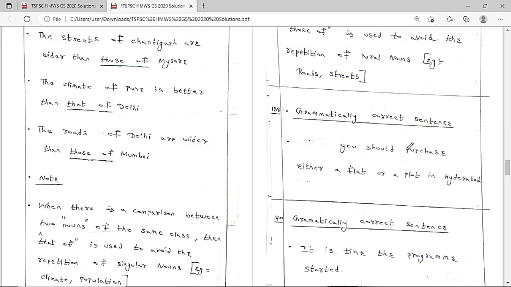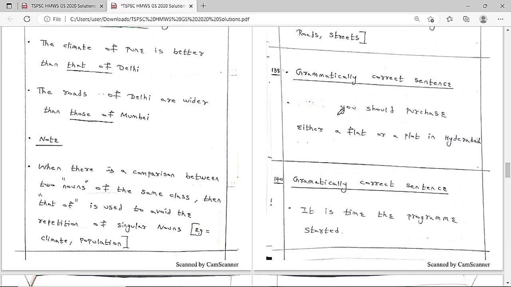You should purchase either a flat or a plot in Hyderabad. This is the grammatically correct sentence. So this is the correct solution of this question.